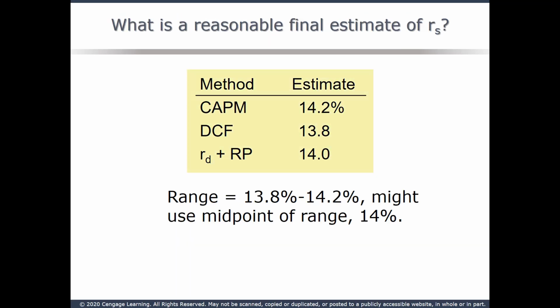So here are our three estimates. We might justify using the midpoint of 14%, or if we felt strongly about the quality of one estimate over another, we could elect to use it.